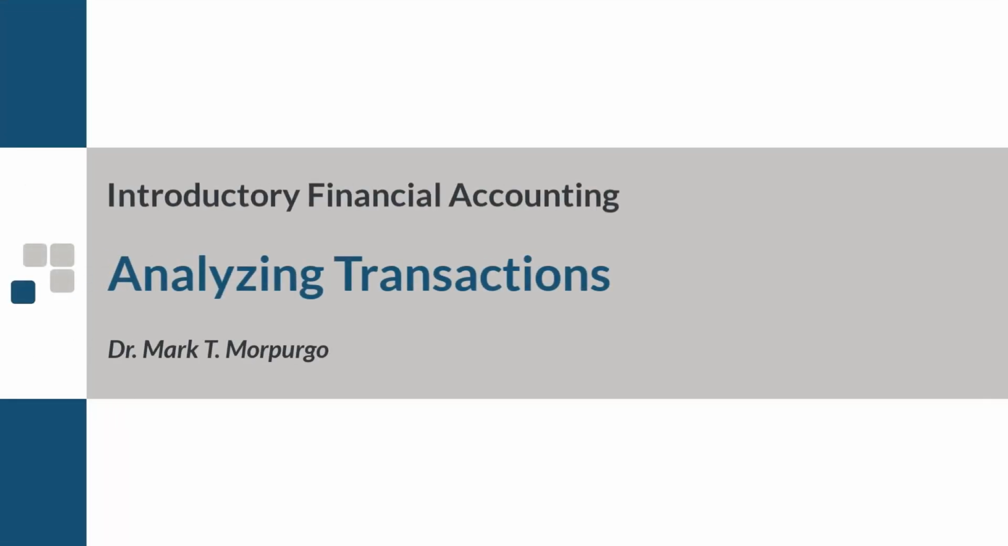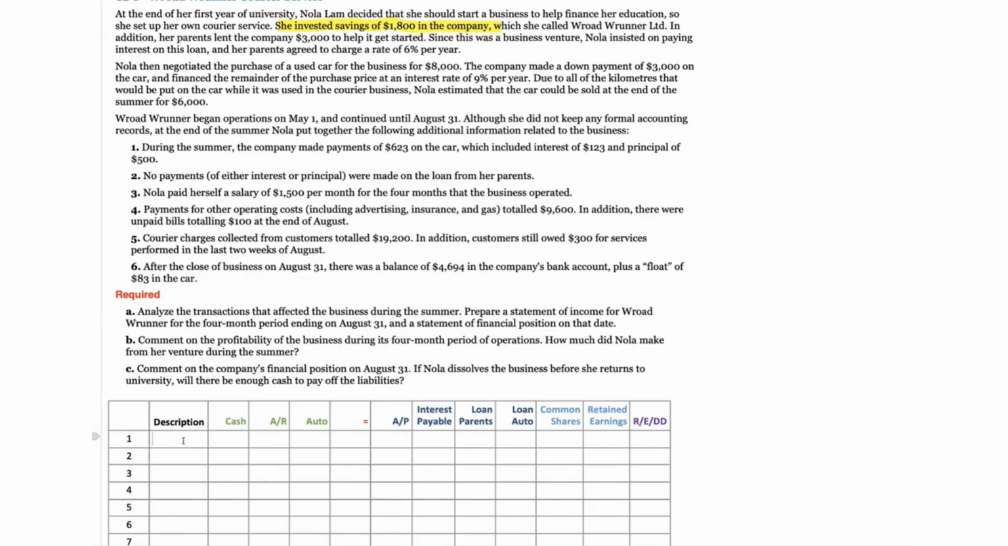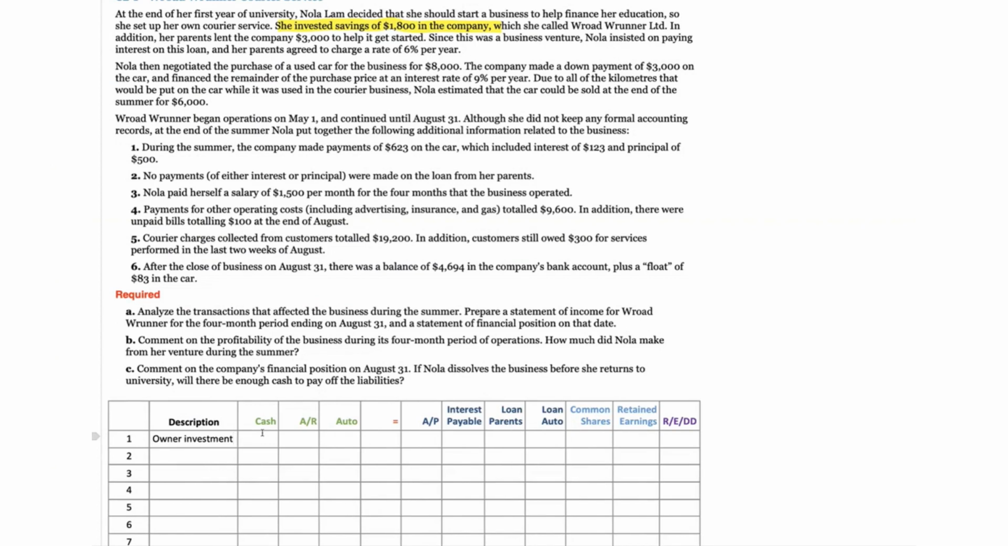This is a case that's in the textbook, and I took a screenshot of it and put it in here. Nola wants to start a business. She invests $1,800 in the company. That is our first event. So let's call this owner investment. How are you going to put that in?